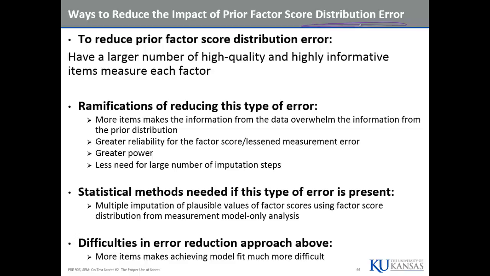All right. And again, with more items, you get the same series of things that show up in the next bulleted slides. If you reduce this type of error, you get better reliability for the factor score, you get greater power, you need fewer multiple imputation steps. If you have this type of error, simultaneous analysis, really, I shouldn't say this right here. This should be simultaneous analysis.